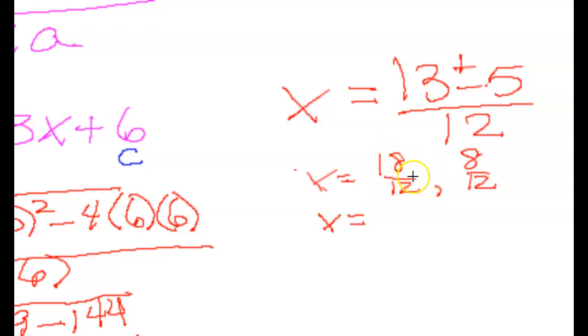So I'm always going to keep these improper, but I'm going to reduce it. 18 and 12 both divide by 6. So I'm going to get 3 over 2. And 8 and 12 both divide by 4. So I'm going to get 2 over 3. So my solution is 3/2 and 2/3. Those are my two answers.